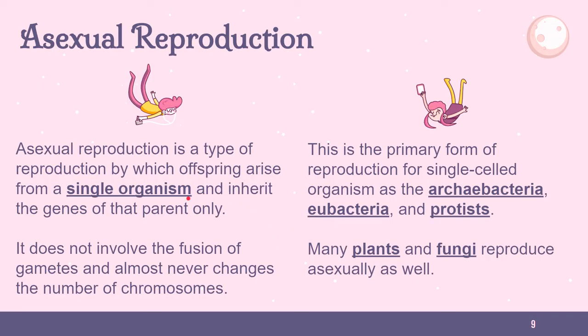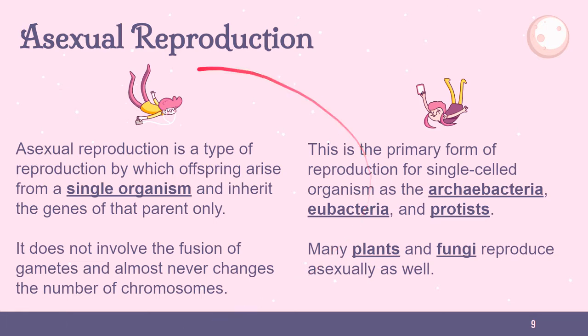I want to emphasize this concept that asexual reproduction gives rise to offspring that are genetically identical to their parents. Okay, the offspring will inherit their genes from only a single parent. This does not involve the fusion of gametes. This does not involve fertilization, okay, the union of the egg cell and sperm cell, because only one parent is donating or contributing the genetic material. Because of that, this almost never changes the chromosome numbers of the offspring.